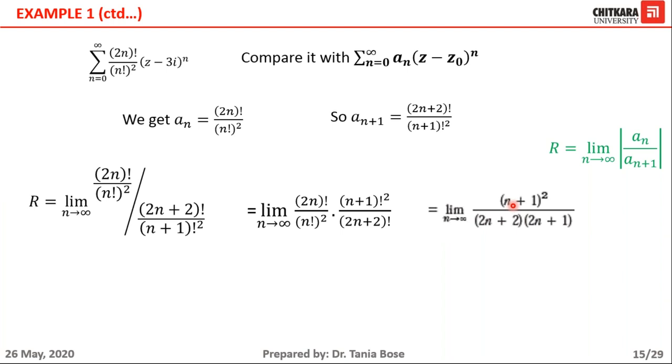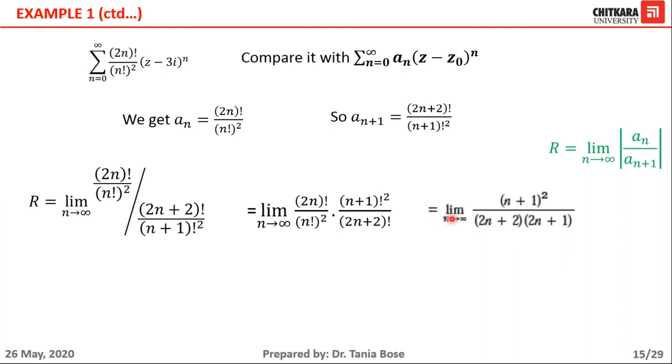So when you take out n common from the numerator, there is a square term present, so n square will come out. What is left? 1 plus 1 by n. Similarly, when you take out n common from the denominator, 1n will come out from here, 1n will come out from here. So both the n square will get cancelled. What is left here? 2 plus 2 by n. And what is left here? 2 plus 1 by n, right?